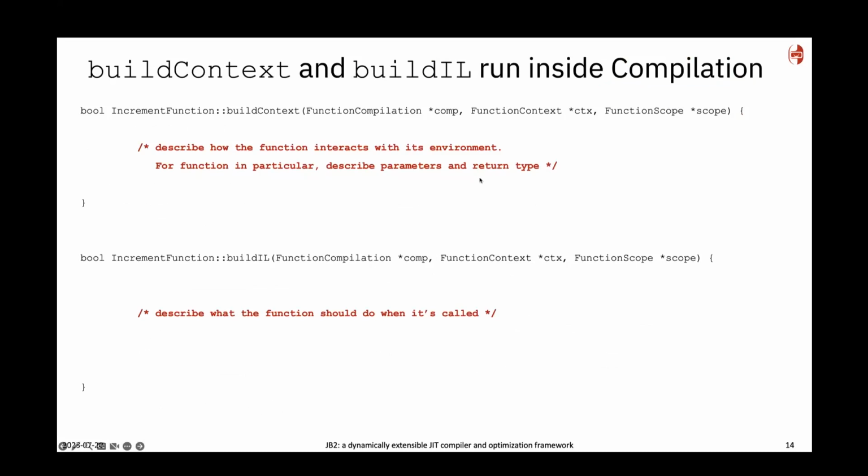Build context and build IL both run inside compilation. These should probably be in red, but anyway, just keep my notations consistent. But anyway, I'm going to talk about both of these in the next few slides. But at a high level, basically, build context is supposed to describe how the function interacts with its environment. So for functions, it's define what the parameters are and what the return type is going to be. In build IL's case, it's supposed to describe what the function does when it's called. So that's going to build the IL, it's in the name, and how it's going to compute the values that it will return.